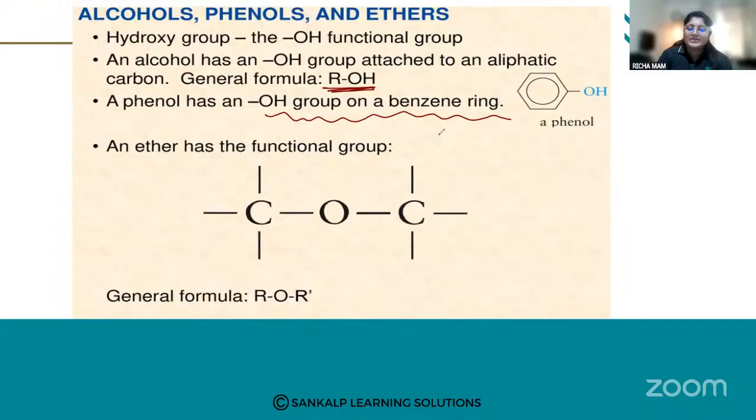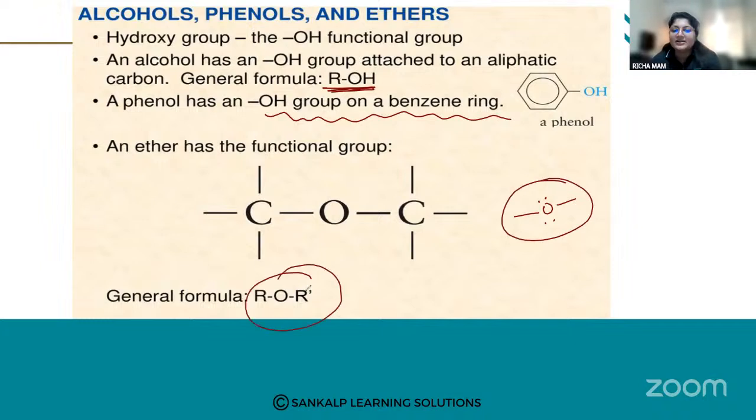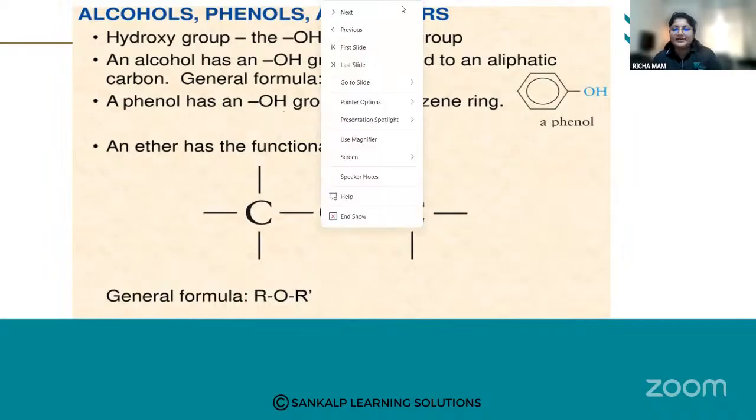So how do we represent ether? Ethers are also organic compounds which have this C-O-C linkage. This is the functional group present, and they are generally represented as R-O-R'. Your R and R', as I have said, can be an alkyl or an aryl group. Is it clear? Yes.